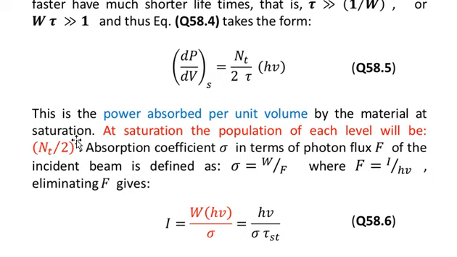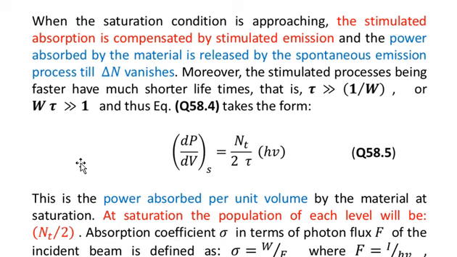You know that when we are talking about saturation, the absorption rate is the same as the emission due to stimulated process. We can clearly say that stimulated absorption is balanced by the stimulated emission. And you see that in this equation, dP over dV at saturation, you don't see W over here. That is W, which is the transition rate due to stimulated emission or stimulated absorption, is not present, because the two processes compensate each other. That's why W is not present in equation number 5.